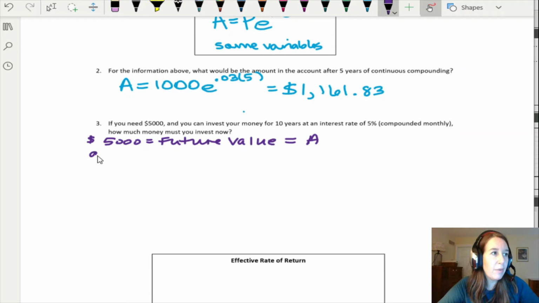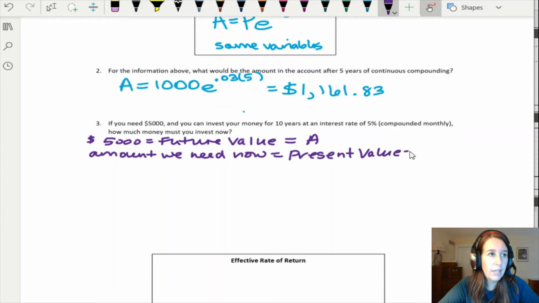The amount that we need now, that is called the present value. And that's the P in our equation. You can call it the principal, you can call it the present value. Either one, it's the initial amount that you start with, and it is represented by P.